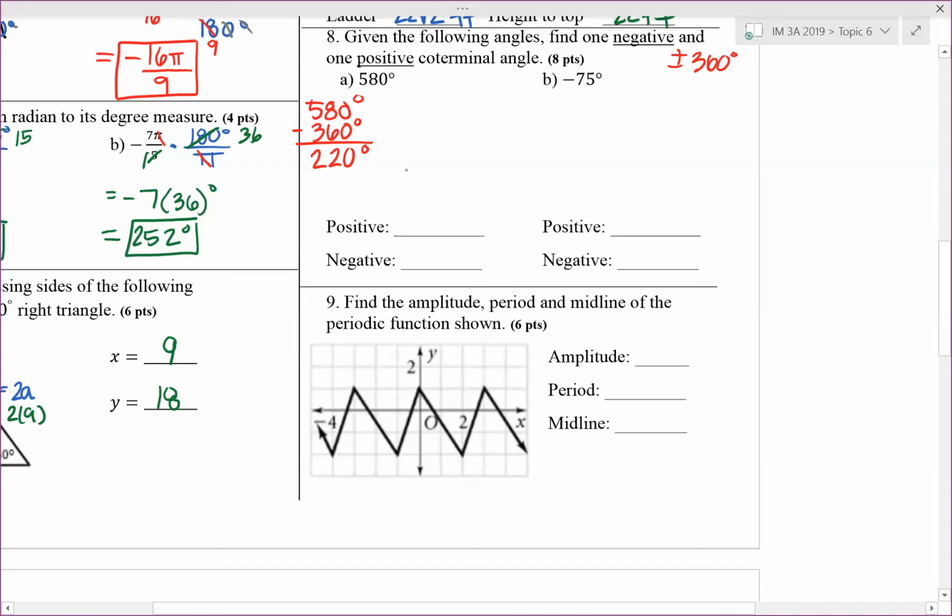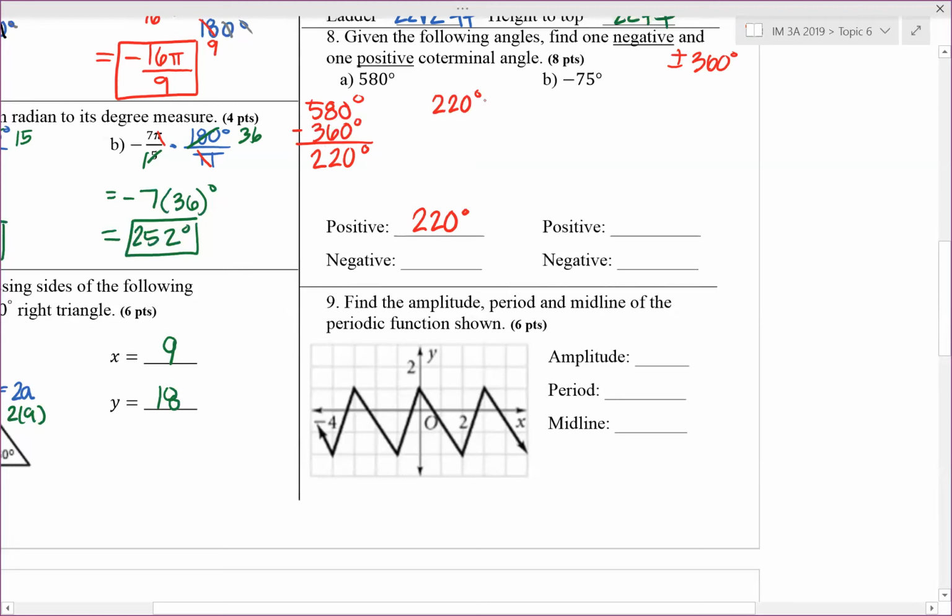So if I think about 220, that's a positive number. So that's going to be a positive coterminal angle. Since it's still positive, I have to subtract to get a negative. So I'm going to take 220 now, and I'm going to subtract 360 from that.